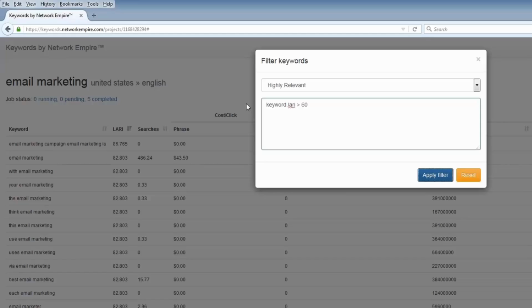Okay, so Larry, in this case, is proprietary to Keywords by Network Empire, and where that number in this particular algorithm is greater than 60, would that same number produce the same kind of general results in a different seed term? So if I was to start with email, would greater than 60 be as relevant for a bigger term or a more niche term than it is for this mid-level email marketing term?